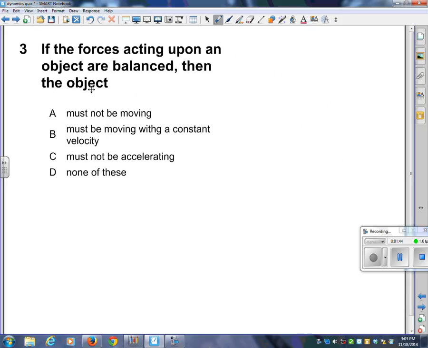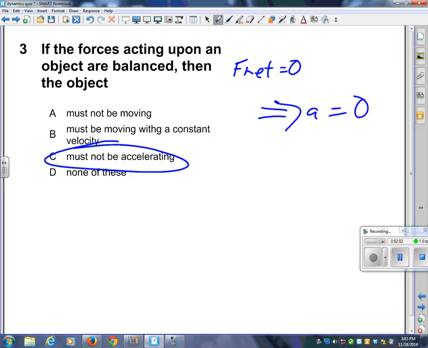If the forces acting upon an object are balanced, then the object must not be accelerating. If the forces on it are balanced, that means the net force is 0, which means that the acceleration is also 0. It could be moving, or it could be at rest. Okay? So A and B do not work.